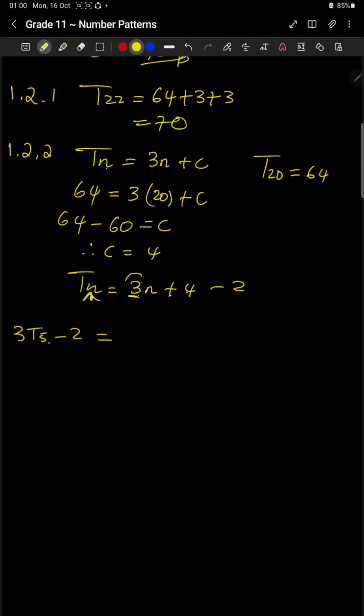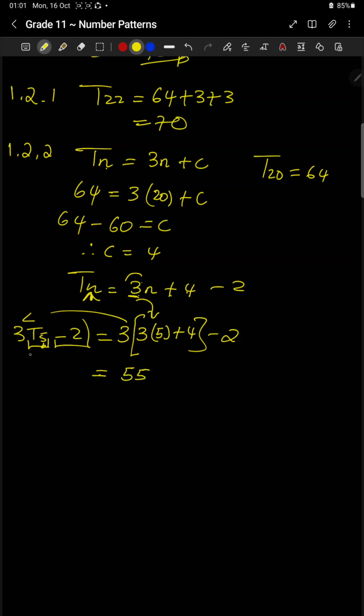Okay, so let me just write it here. It's going to be 3 open square bracket, so this 3, the one that is a factor, and then inside here we've got 3 times, in the place of n, 5, so we're going to put 5 plus 4, we close brackets, and finally we've got negative 2 there. All right, so we just work it out, and then we get the answer. So that means we're going to get 55. So the value of 3 times T5 minus 2 is 55.